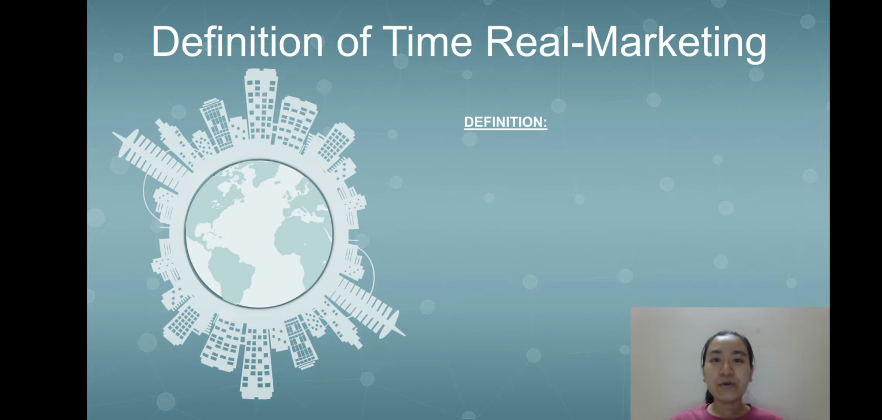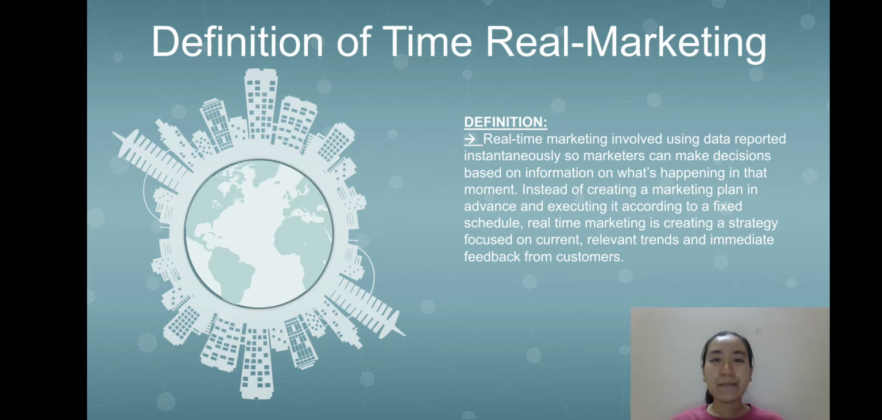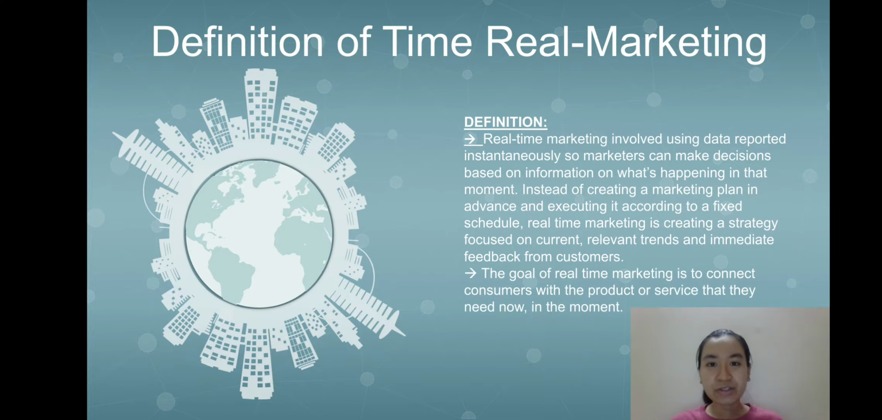Real-time marketing involves using data reported instantaneously so marketers can make decisions based on information on what is happening in that moment, instead of creating a marketing plan in advance and executing it according to a fixed schedule. Real-time marketing is creating a strategy focused on current relevant trends and immediate feedback from customers. So the goal of real-time marketing is to connect consumers with the product or the service that they need now, in the moment.